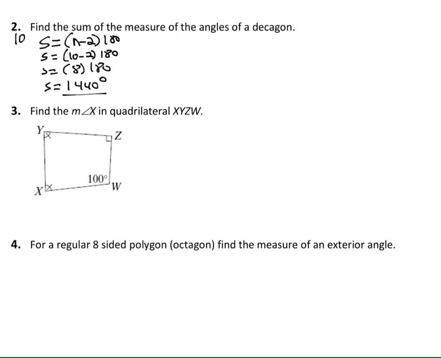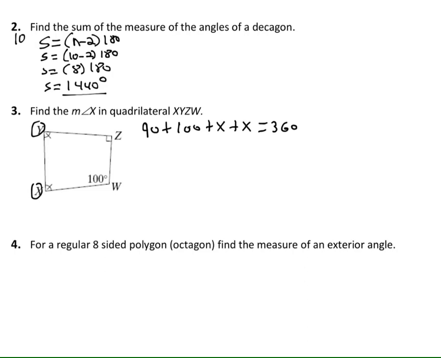Alright, so let's look at example number 3. It says we need to find the measure of angle X in the quadrilateral XYZW. We automatically know that in a quadrilateral, all of the angles add up to 360 degrees. If you look here, angle Y and angle X are congruent to each other, so we can represent those as the same variable. I know angle Z is 90, so 90 plus angle W, which is 100, plus angle X, which I'll represent as X, and angle Y, which I also represent as X because they're congruent, is all going to add up to 360 degrees. Now I'm going to combine like terms and solve for X here.